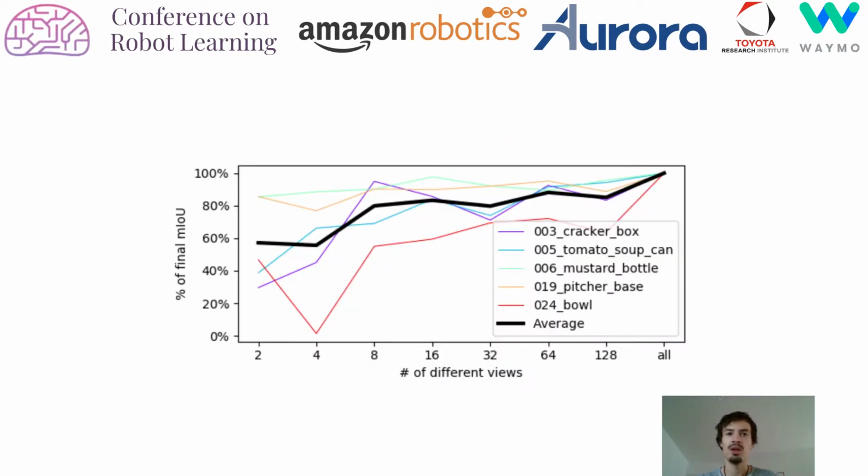We further show that many distinct views are indeed beneficial for the generalization capability for semantic segmentation in our tabletop setting, which also underlines the effectiveness of our Fibonacci sampling strategy.